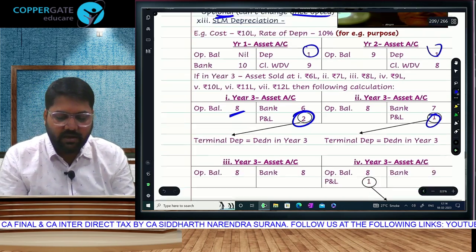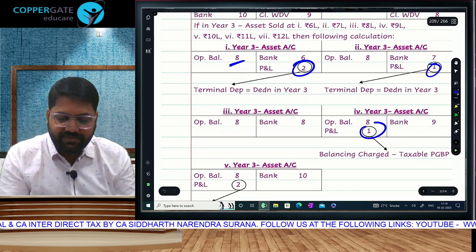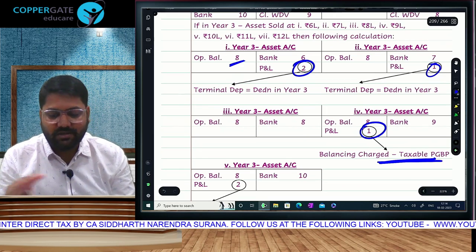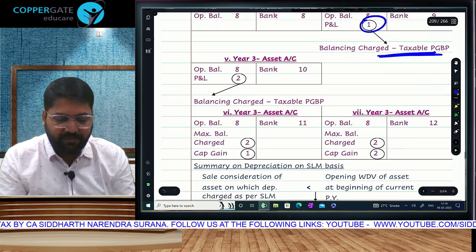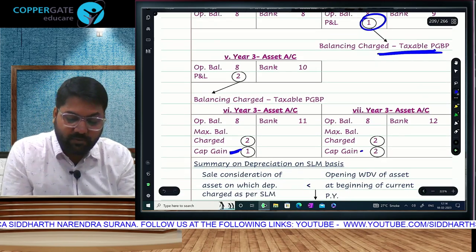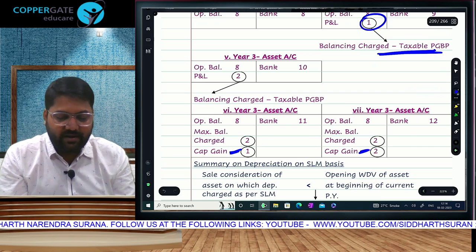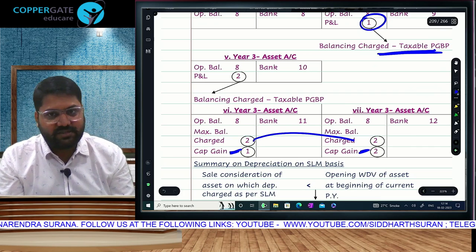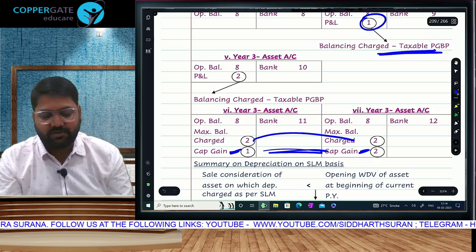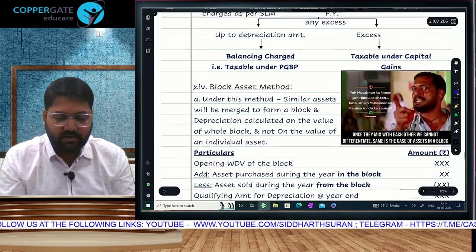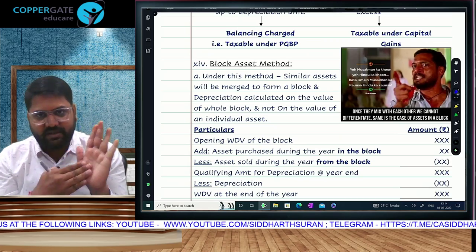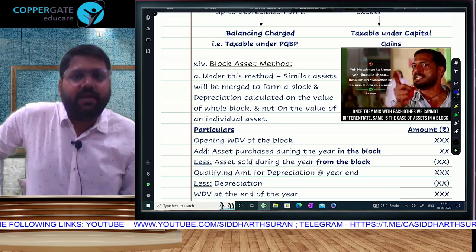That is one concept. If the selling price is higher, the difference up to original cost is going to be your balancing charge, that is, taxable under PGBP. And if the difference is more, meaning you get more than your original cost, then in PGBP only that original difference will go. The excess over original cost will go in capital gain, as you are aware. This is also summarized. Your block of assets method: once you mix in the block, there is no identity of the asset.